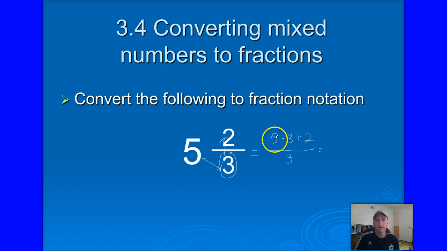Now we just have to work this out. 5 times 3 is 15. We still got that plus 2 over 3. And then we can add that 15 and the 2 and say that that is 17/3. Okay, so this 17/3, it's the same value as 5 and 2/3. So that's how we do it. Again, we multiply and add. Okay, multiply and add. All right, so what I tell people is think check mark.